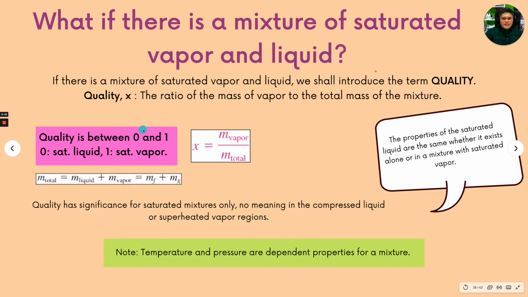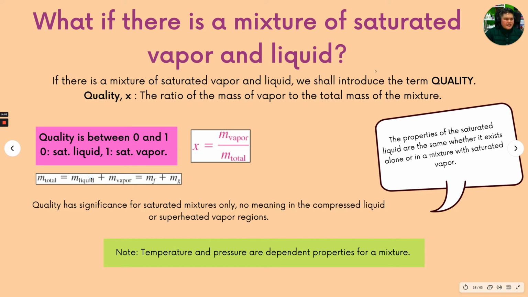So in order for us to know the fraction of vapor relative to the total, we use the term quality. Quality, X, is the ratio of the mass of vapor to the total mass of the mixture. So X is equal to m, the mass of the vapor, divided by the mass of the total. Okay?